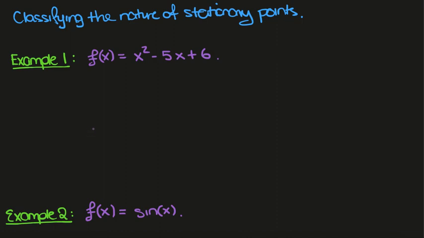Okay, so in today's video we want to look at classifying the nature of stationary points. So we want to obviously find the stationary points and then determine whether they are local maxima, local minima, or maybe stationary points of inflection. So just to remind you that we'll have a local max at a point if the second derivative is negative.